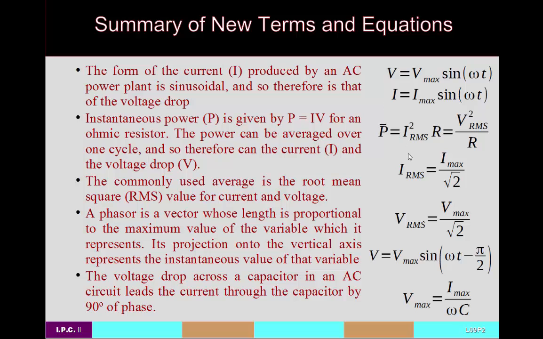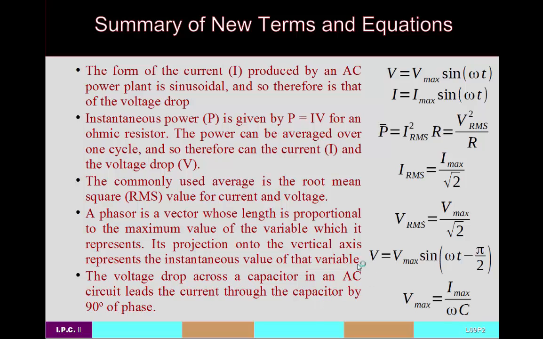The instantaneous power for that is obtained by using the root mean squared current or the root mean squared voltage, or both, where the root mean squared current is the maximum current over the square root of 2, the root mean squared voltage is the maximum voltage over the square root of 2. And so that is just AC in general. Now we turn to specific components of AC circuits. For starters, the phasor, which is a vector which has a length proportional to the maximum value of the variable which it's trying to represent, and whose projection onto the vertical axis represents the instantaneous value of that variable. They're useful for analyzing different elements within an AC circuit.